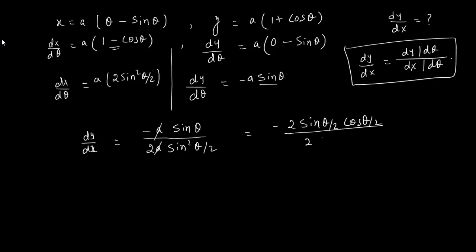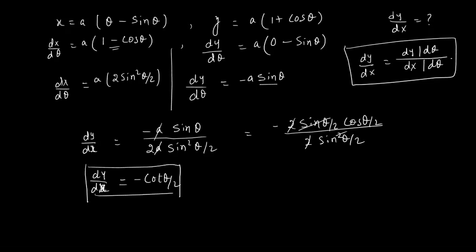over 2 sine square theta by 2. So 2 gets cancelled, sine theta by 2 gets cancelled, cos over sine is cot. So we end up getting negative cot theta by 2. So finally dy over dx is negative cot theta by 2.